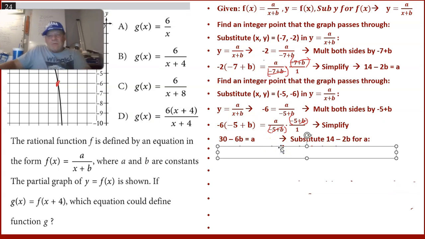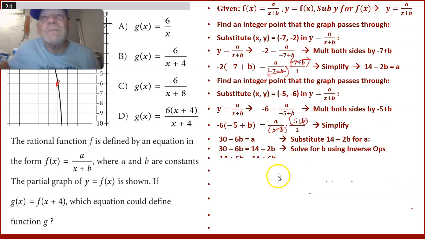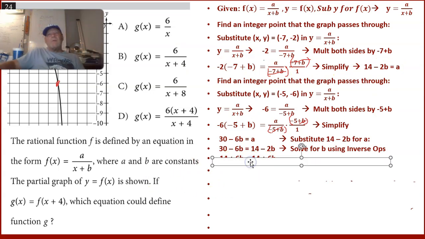So when I substitute that in, I am going to get 30 minus 6b equals 14 minus 2b. I just put that in where the a was. I grabbed that from up here where we solved that on the 5th bullet. So now I'm going to solve using inverse operations.